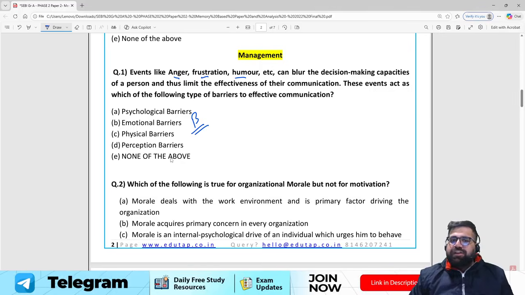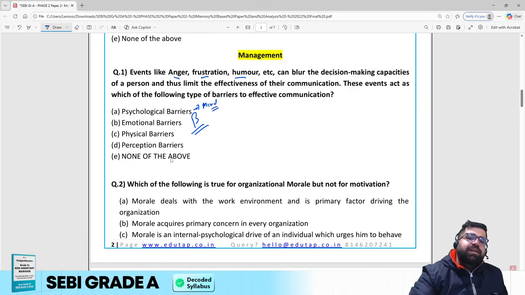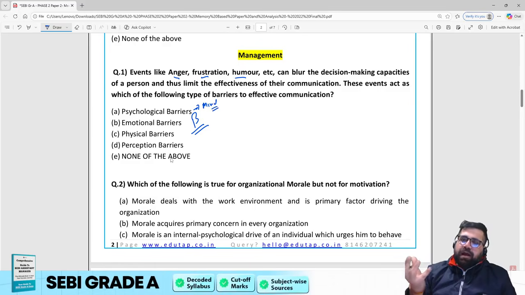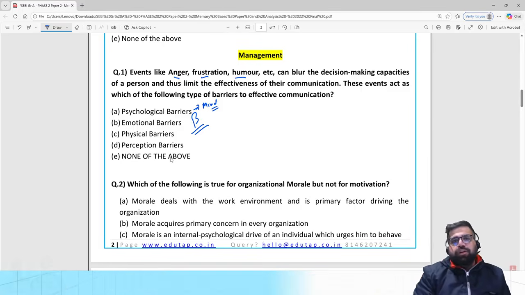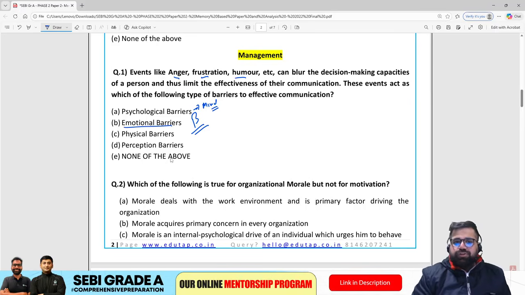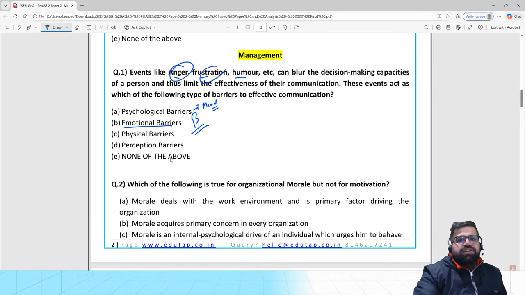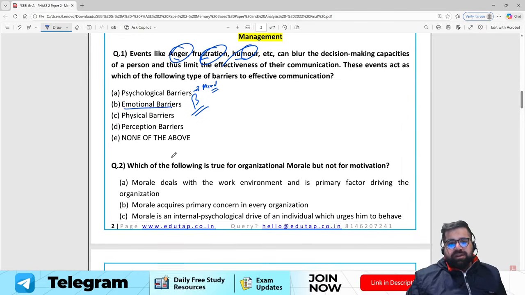Now I know psychological barriers are also known as emotional barriers, right? I have taught you management, so I know. But psychological barriers, the keyword will be related to your mind or related to the current state of your mind. Are you occupied in something and not listening to the message? That is psychological barrier. But emotional barrier was directly given in the option, so I will be choosing that because anger, frustration and humor, these are definitely the emotions of a human being.